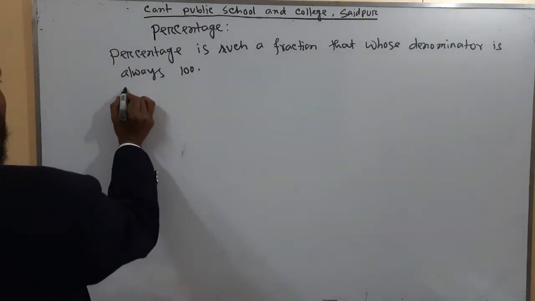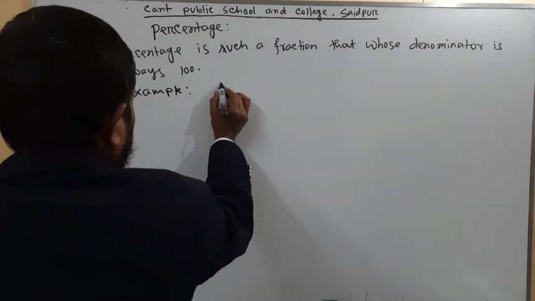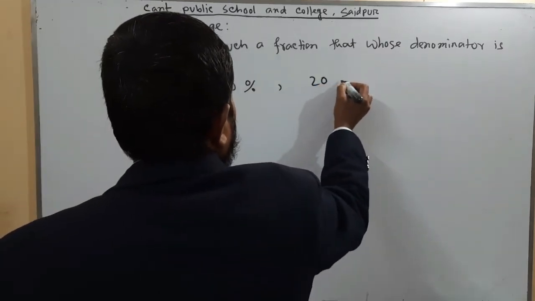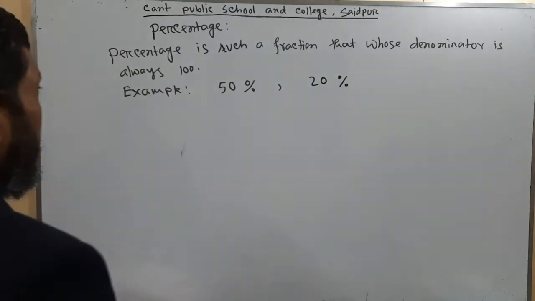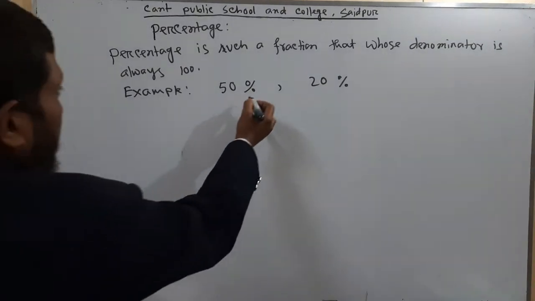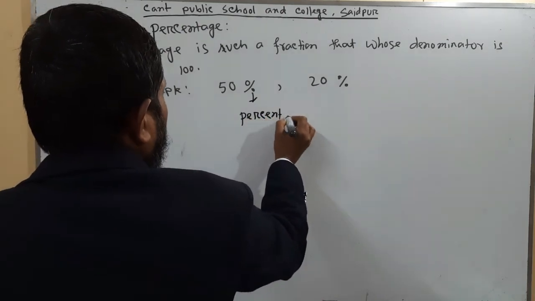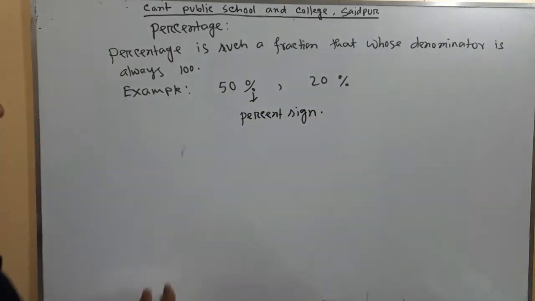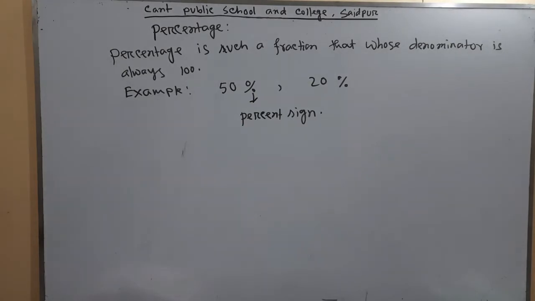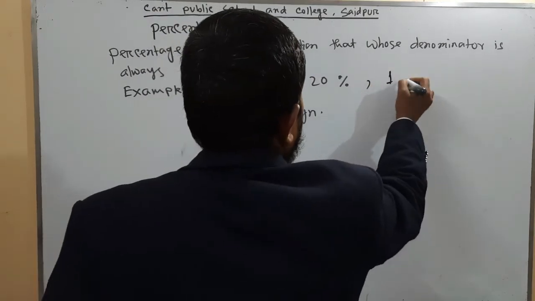I am giving some examples. For example, suppose 50%, 20%. Dear learner, it is denoted using the percent sign. This is the percent sign. What is the name of this sign? Percent sign. 50%, 20%, 1%.